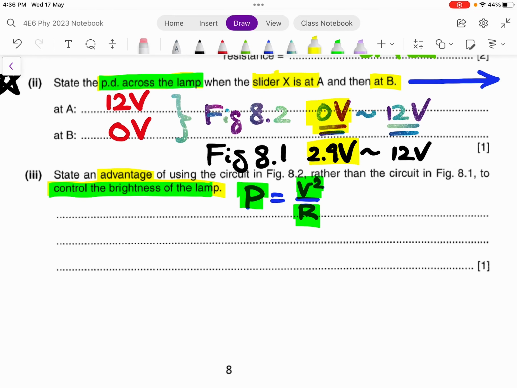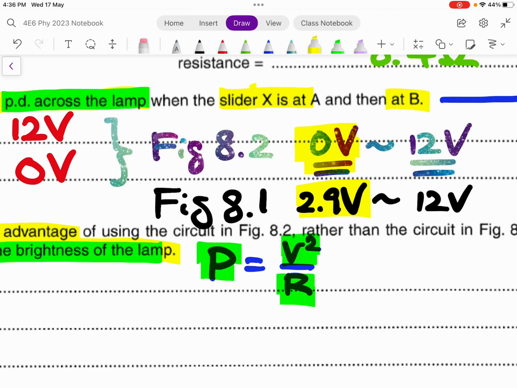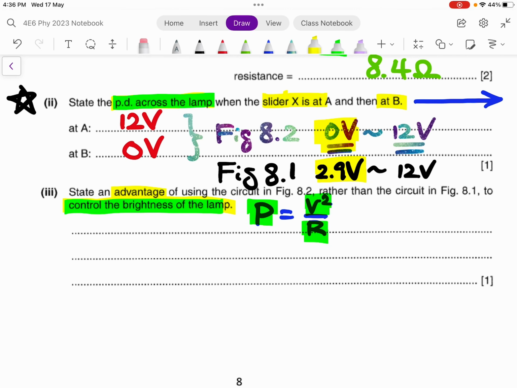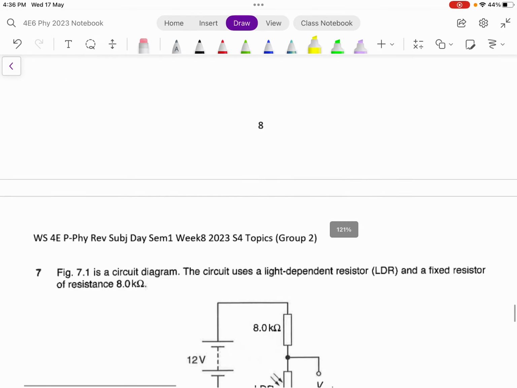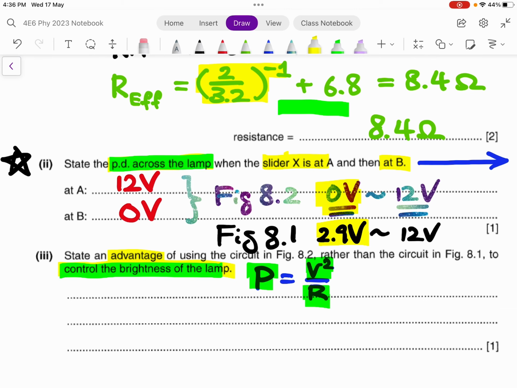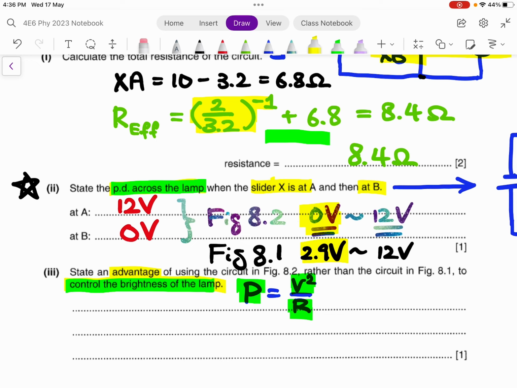So how to answer this is just 1 mark, 3 lines, easy phrasing. 8.2 can reduce the PD to the lamp, and hence you can turn off the lamp. With 8.1 you cannot turn off the lamp. Okay, so I'm not going to type it out for you. I will discuss the last question in my last video. So I hope you really learn these 2 tricks, very important.